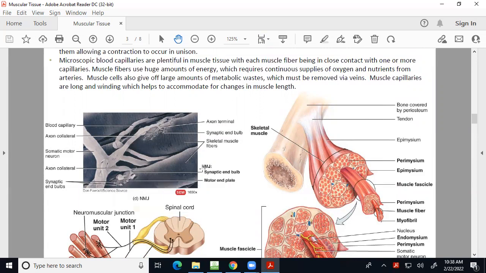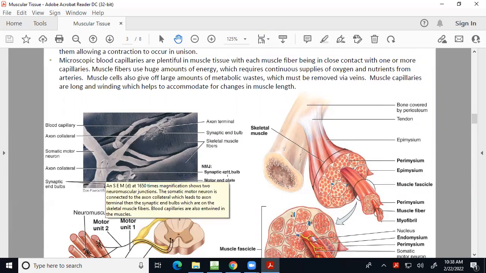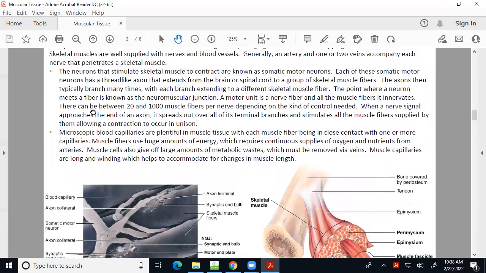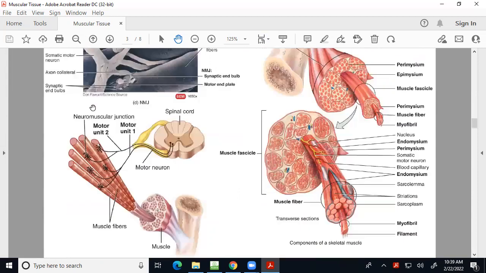NMJ is short for neuromuscular junction. At the end of each neuron branch are what we call synaptic end bulbs, and the place where the neuron communicates with the muscle is called the motor end plate. I'm getting in the weeds here quite a bit, but I just wanted to introduce that stuff to you.